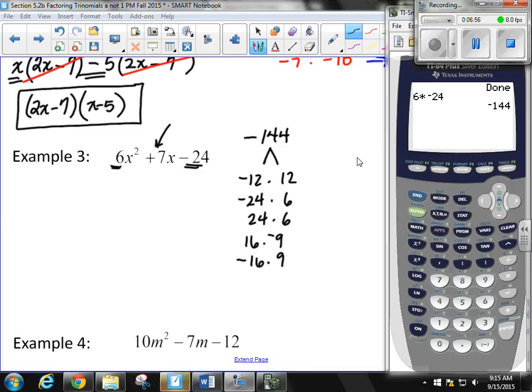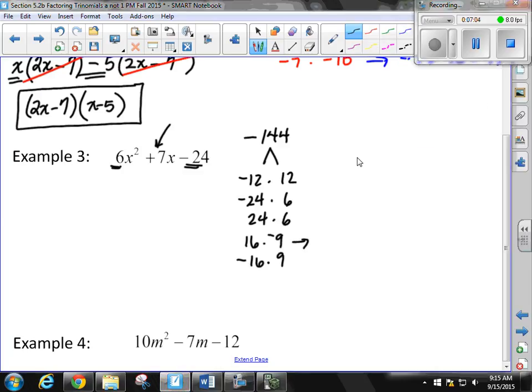And in the effort of saving time, I'm not doing the whole list here. I'm just doing some of them. But I have found the correct combination here. My middle term on this one is positive 7x. And if I add a positive 16 and a negative 9, I get a positive 7.